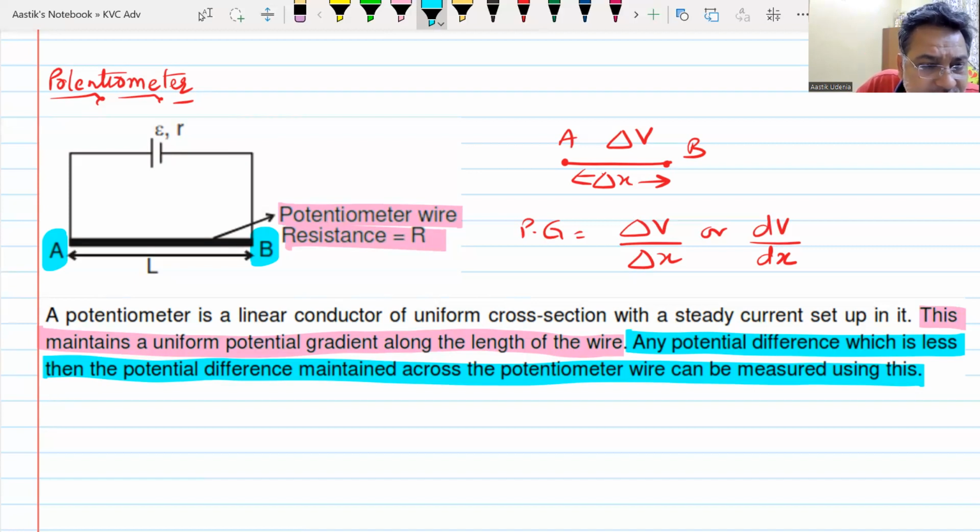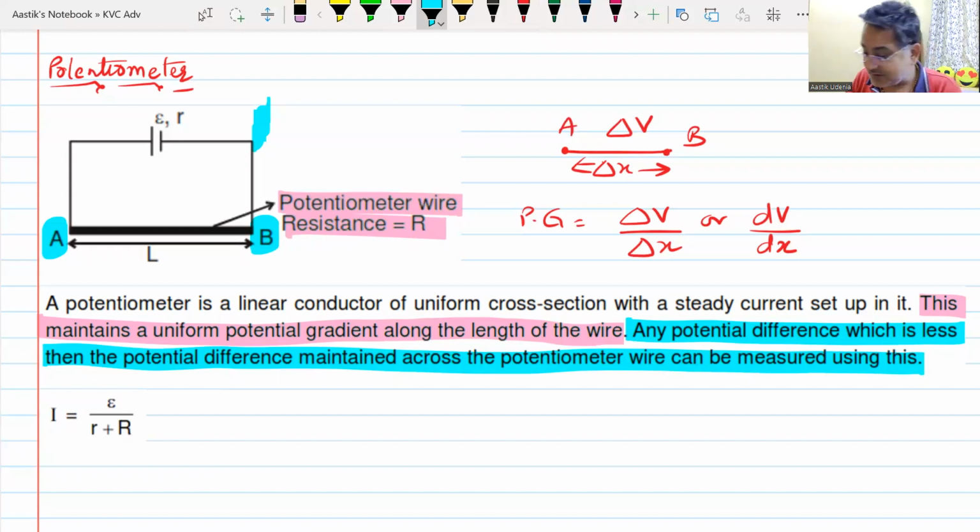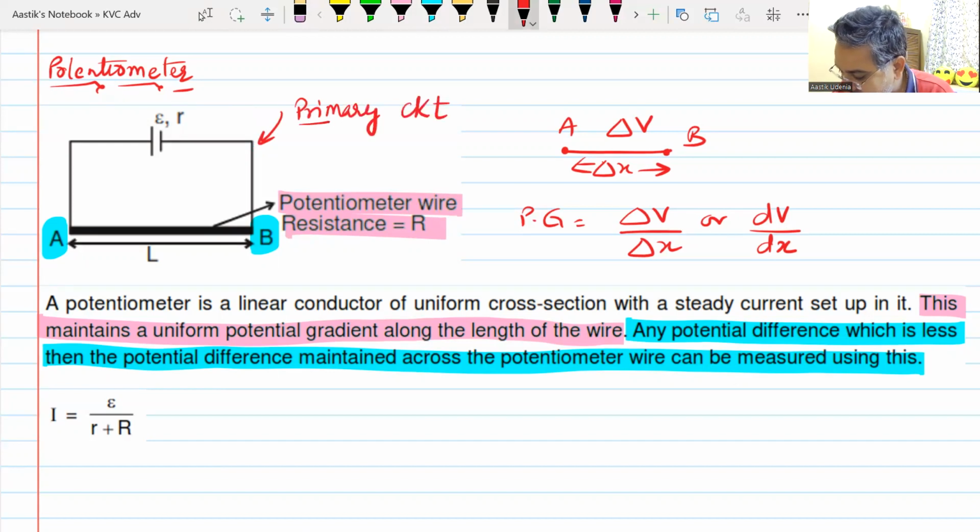Now, if I talk about this potentiometer wire and if I write the equation, this circuit of this wire is known as the primary circuit. First listen, then I'll give you time to write. This circuit is known as the primary circuit of this potentiometer.